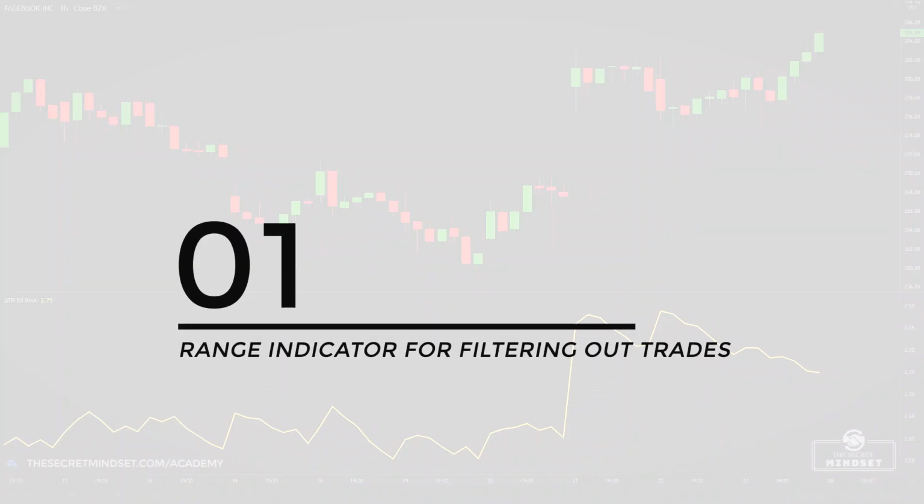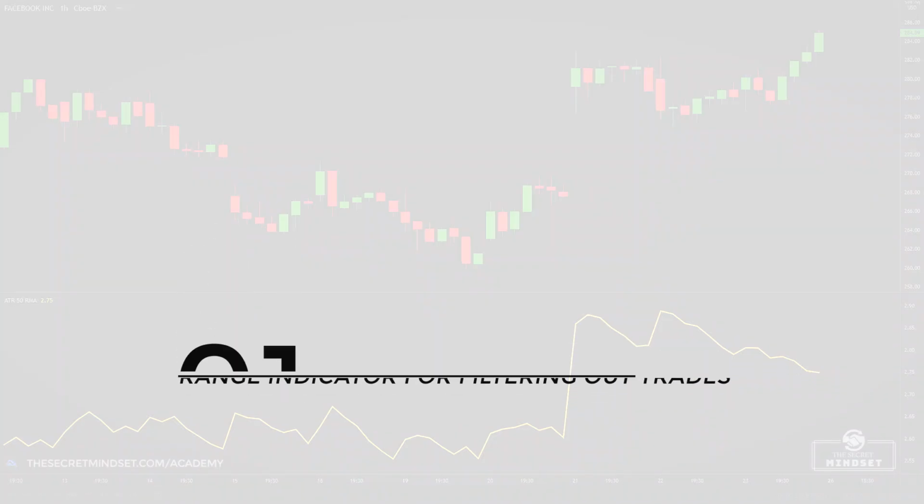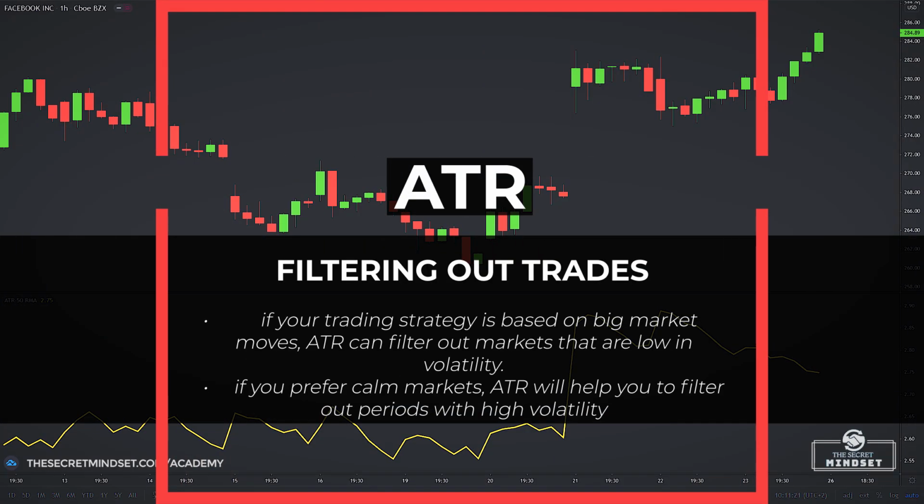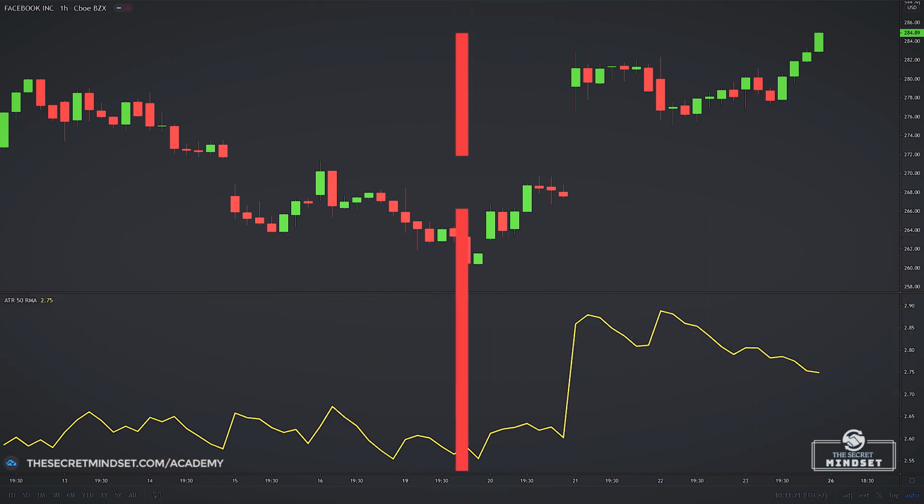First, the ATR represents a range indicator for filtering out trades. If you prefer volatile markets, or if your trading strategy is based on huge market moves, then ATR can filter out markets that are low in volatility. Even if you prefer calm, quiet markets, the average true range indicator will help you to filter out those periods of time that you would prefer to avoid.